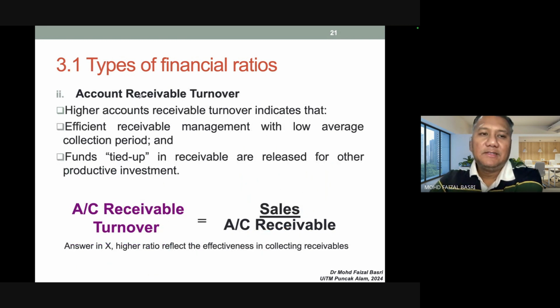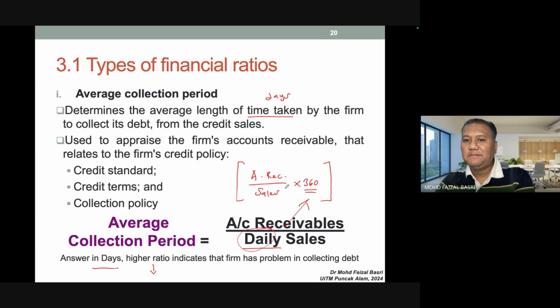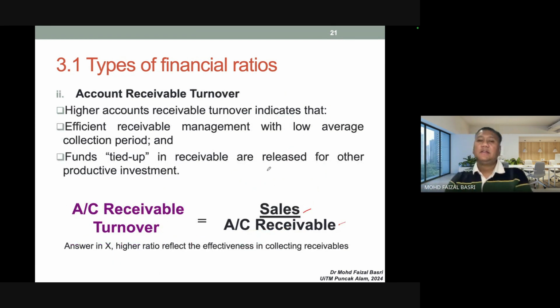The next one is account receivable turnover. So formula dia adalah sales bahagi dengan receivable. Account receivable yang sama tadi. So kalau you perasan, these two items sama macam yang ni. Cuma dia reverse. And kita tak perlu darab dengan apa-apa. So the account receivable turnover is actually sales bahagi dengan account receivable here. Cuma dia reverse. So this is the second one. So the answer in times, the higher the ratio, the better lah. Sebab higher ratio indicates effectiveness in collecting receivable.